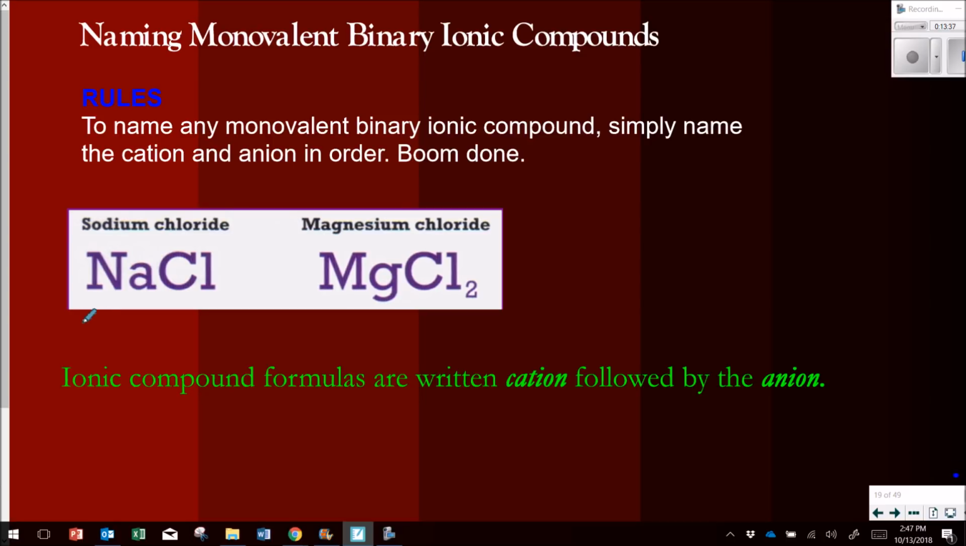Now let's name monovalent binary ionic compounds. If I have the formula NaCl, I name Na sodium. I name Cl as an ion, chloride. Remember your "ide" ending. And we have sodium chloride. If I have the formula MgCl2, I name the first ion, which is magnesium. Then I name the second ion, which is chloride. Again, don't forget your "ide" for the anion. And I'm done. Notice that it doesn't matter how many of each ion there is. In this case, there were 2 chloride ions, and I still named it magnesium chloride.